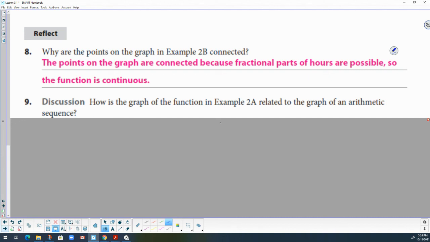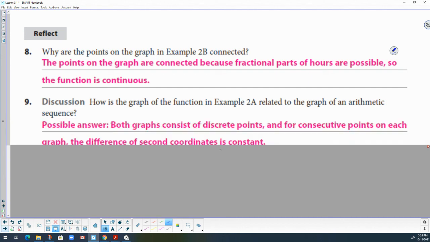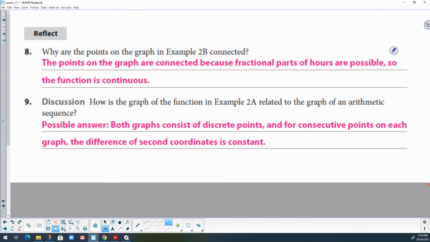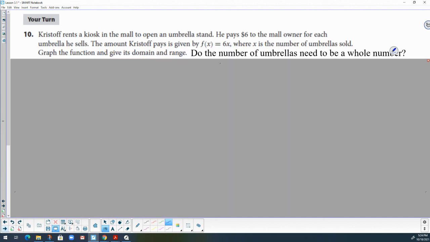So how is the graph of the function in Explain 2A related to the graph of an arithmetic sequence? And you know what, we did not do that section, so we are not going to do Discussion 9. So there is the answer. You can pause it and write it down if you would like. Okay, so let's look at our last one here. So I'm going to pause this video and create a new video for the next one.